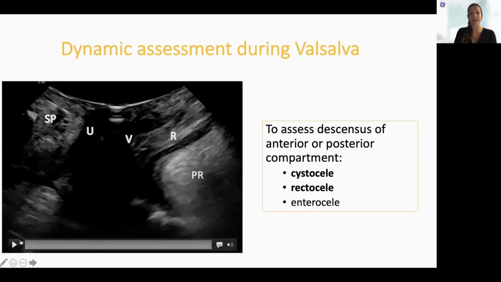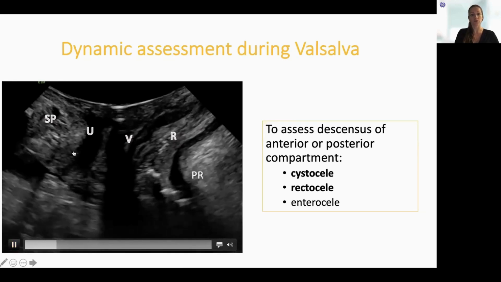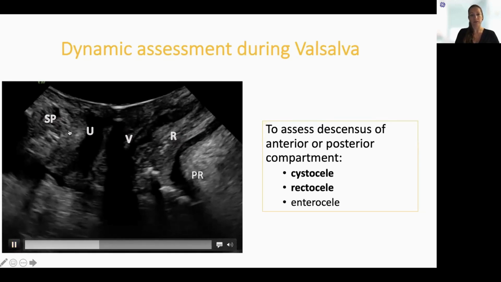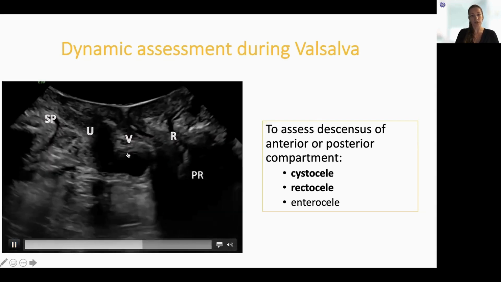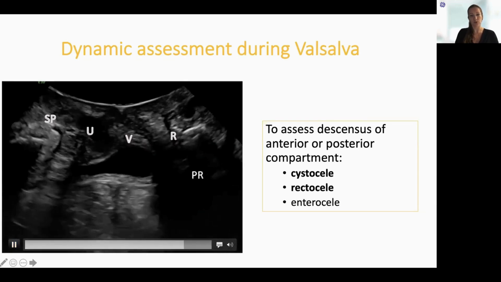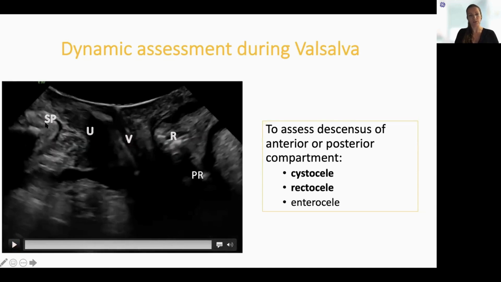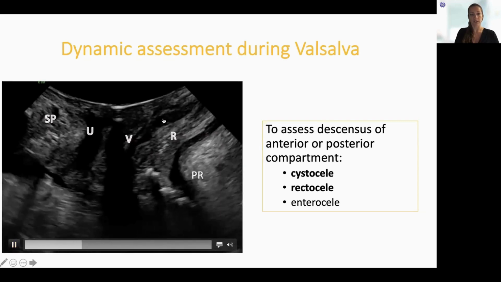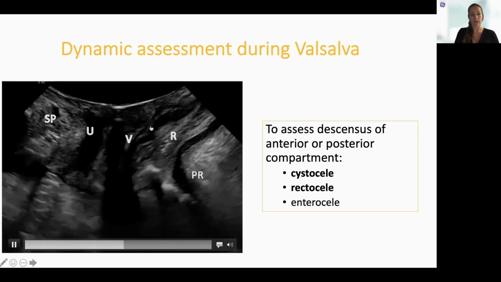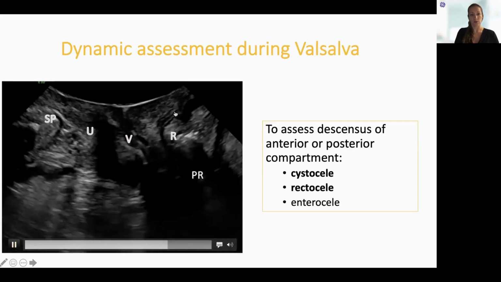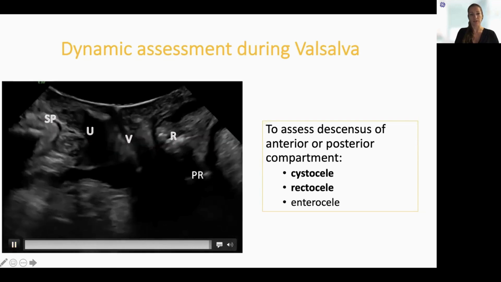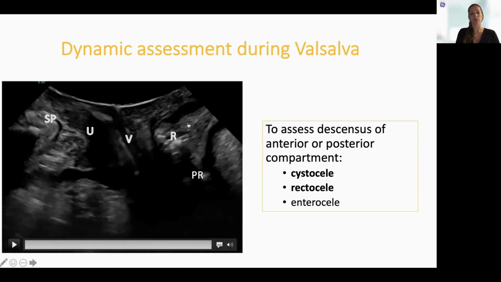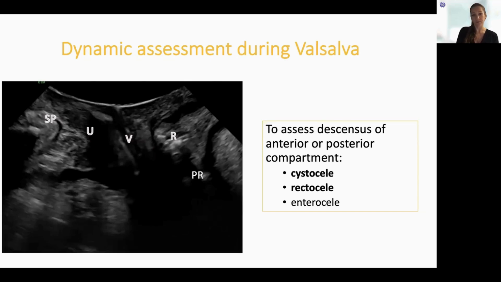And here we have another case where we ask women to contract and then push, and now she will push. Then we see that the urinary bladder goes and almost reaches the symphysis level. And look also at the posterior compartment, don't forget that. We see that the rectum wall, when we ask her to push, reaches and goes below the level of the symphysis pubis. So it means that the woman has rectocele.